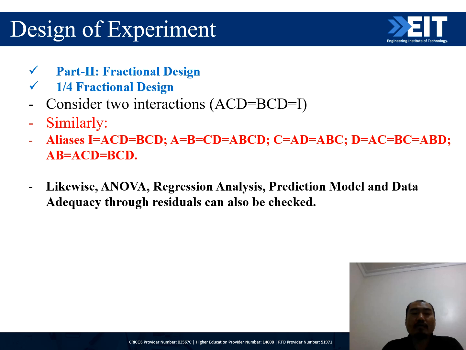And for the quarter fractional design, we consider two interactions, basically ACD and BCD, the higher orders. And from these we can also calculate the aliases like the one which is done in half factorial design. And similar to the full factorial design, we can do ANOVA test, regression analysis and prediction model, and do the adequacy test through residuals.